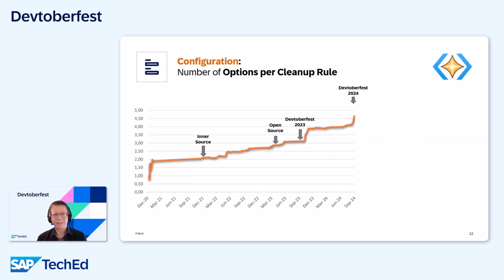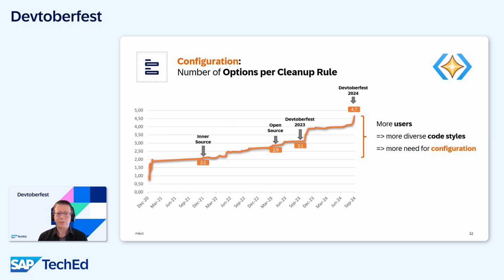What also happened, interestingly, is that per cleanup rule, the number of options has grown. So if you have more users, then they might have more diverse code styles in their teams. And that also means that people say, yeah, okay, in our case, this option doesn't make sense. Could you please add another option? So all the feedback has also led to an increase of configuration options.